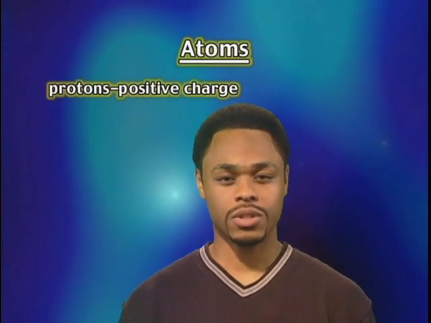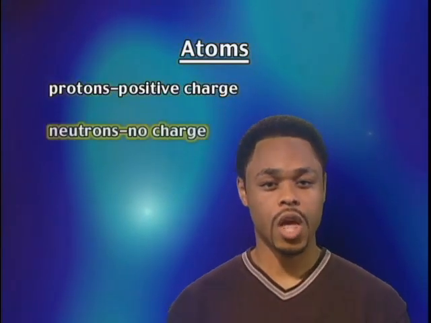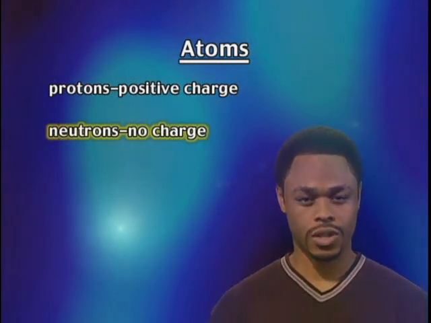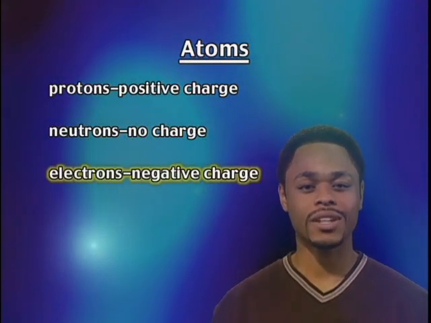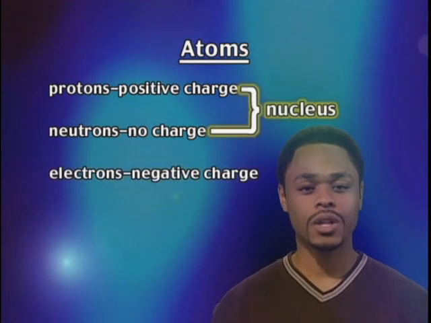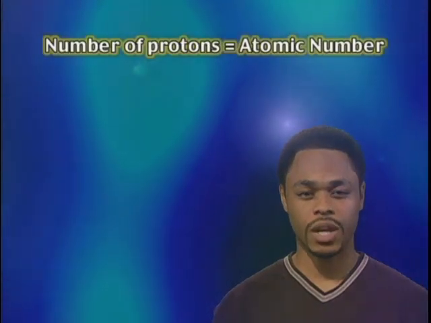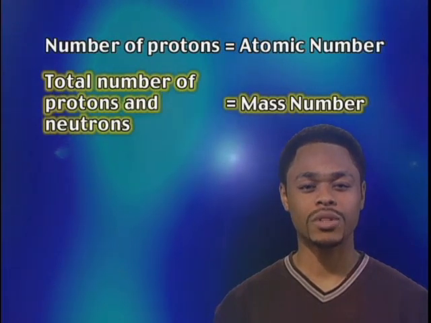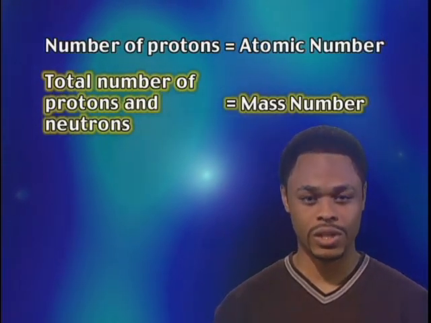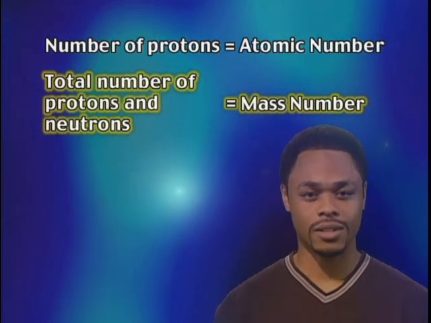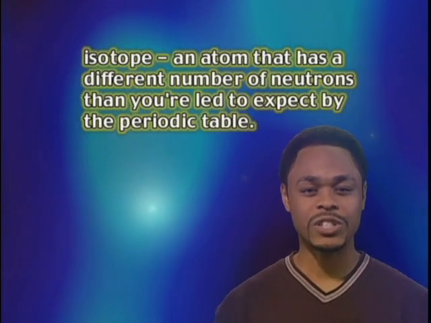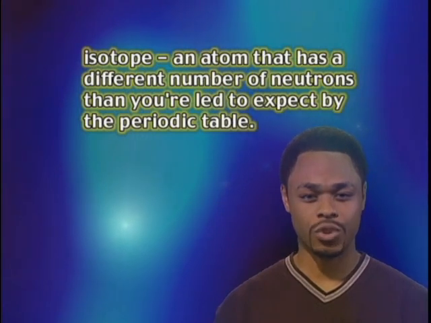Atoms are made up of protons, which have a positive charge, neutrons, which have no charge, and electrons, which have a negative charge. Protons and neutrons reside in the nucleus of an atom. The number of protons in an atom is called the atomic number, and the total number of protons and neutrons in an atom's nucleus is called the mass number. An isotope is an atom that has a different number of neutrons than you're led to expect by the periodic table.